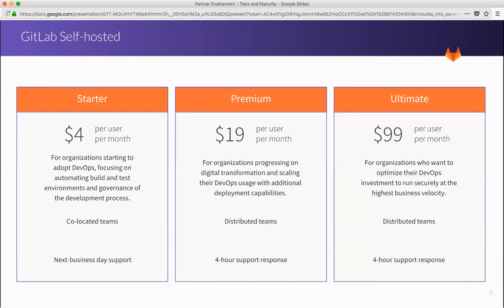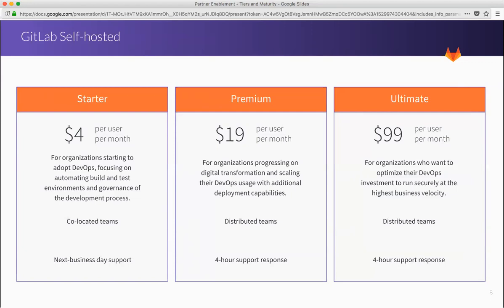So here are the prices. This hasn't changed from previous. $4 per user per month for starter. This is for self-hosted. $19 per user per month for premium. $99 per user per month for ultimate. And we've updated on the website to reflect this maturity model.